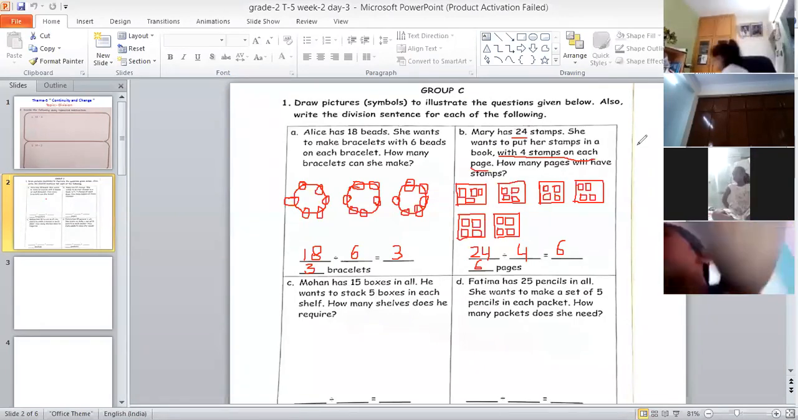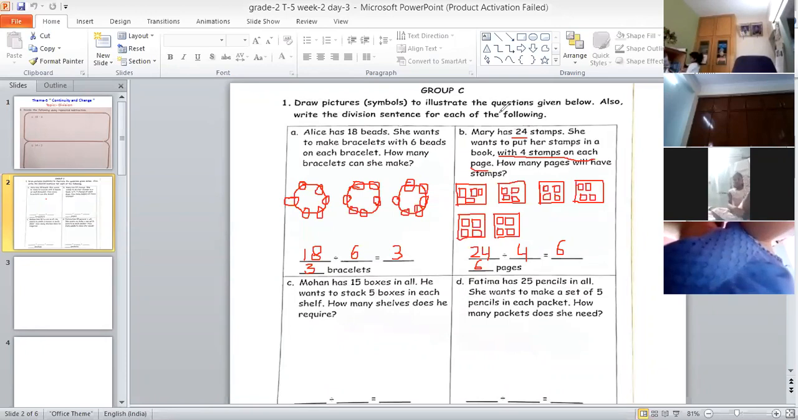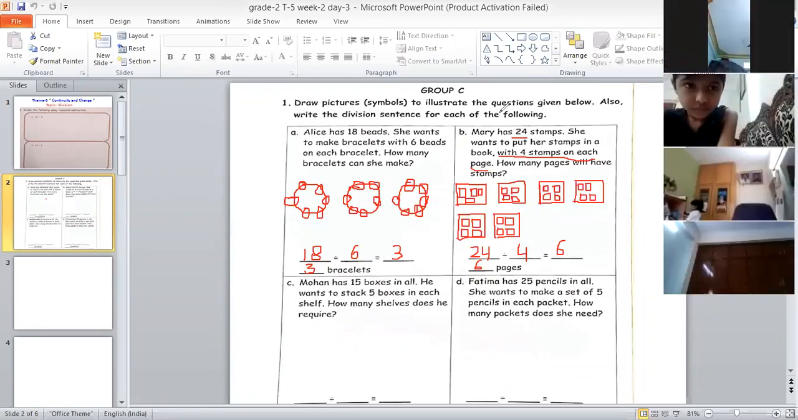Now, next question. Shreyan, please read the third bit. Okay, ma'am. Mohan has 15 boxes in all. He wants to stack 5 boxes in each shelf. How many shelves does he require? Very good. Thank you, Shreyan. Thanks for reading this question.